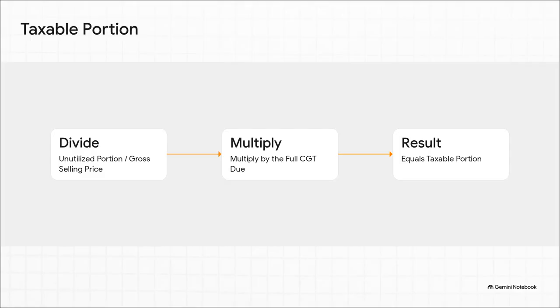But hey, what happens if you only use some of the money? Let's say you sell your old house for $4 million, but your new house only costs $3 million. You've got $1 million unutilized. The math logic here is actually pretty simple. You just create a fraction.